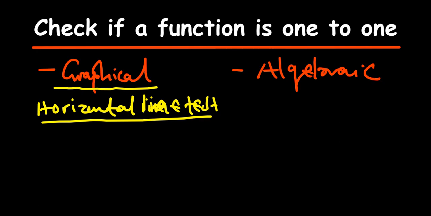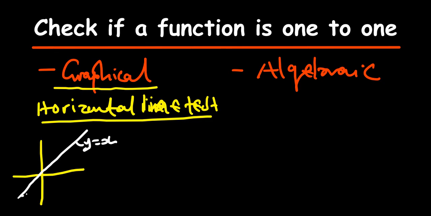If that horizontal line touches that curve at 2 points, then we conclude that the function is not one to one. So that's how we use this horizontal line test. Let me give a quick example here before we go to the algebraic method. Let's say we had that same line there where x is equal to y. So x equals y is this curve here.